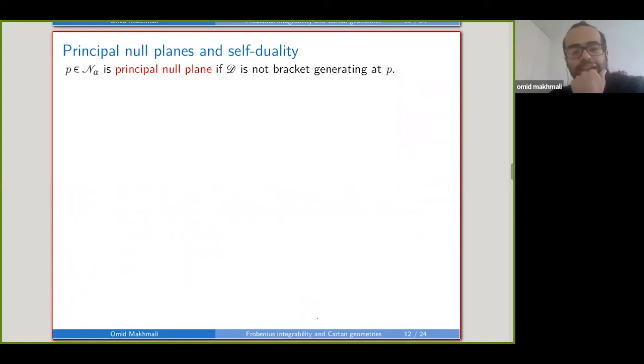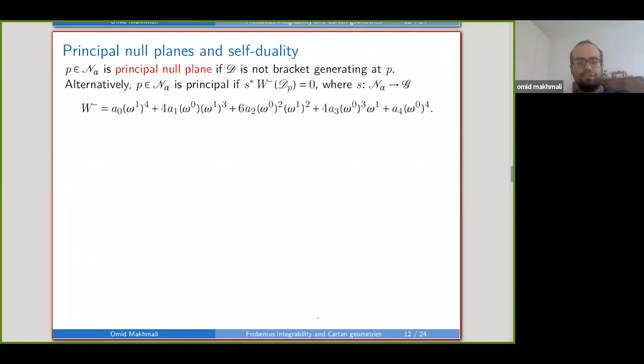Now, having a quartic, we said that we would like to avoid the vanishing of the quartic, then we have a 2-3-5 distribution. So if there's an alpha plane at which this quartic vanishes, we call it a principal null plane. So it's where the rank two distribution is not bracket generating.